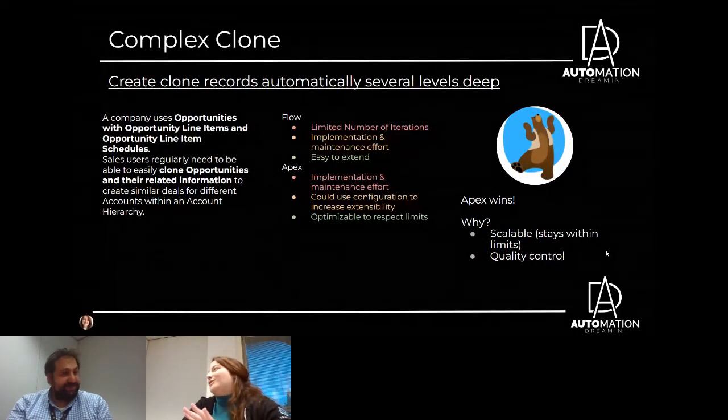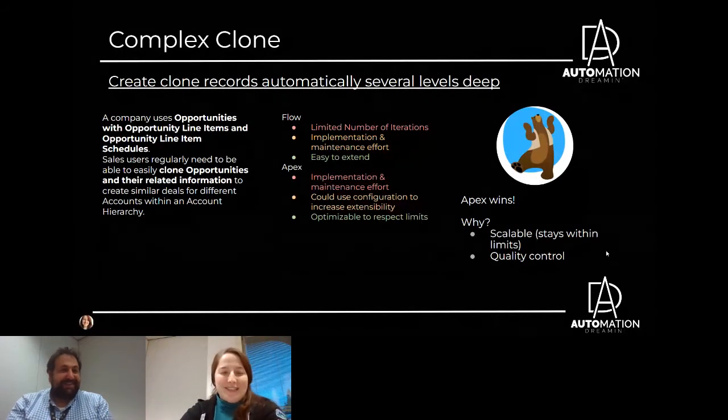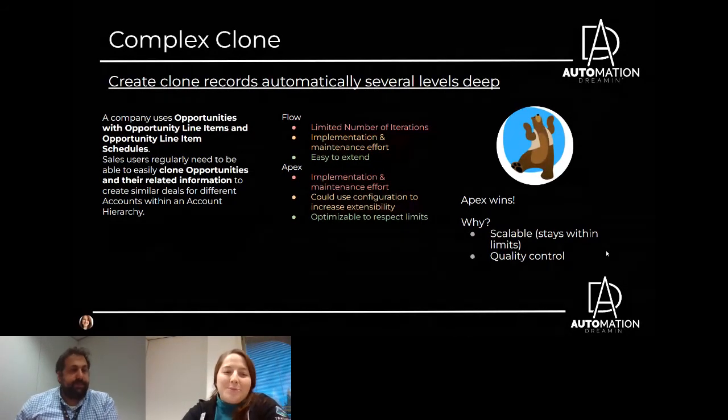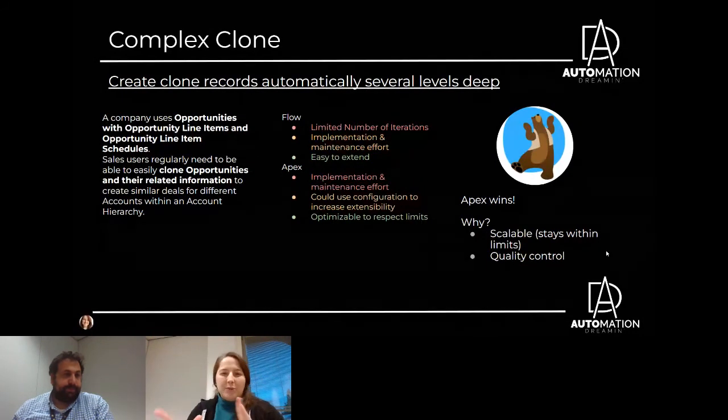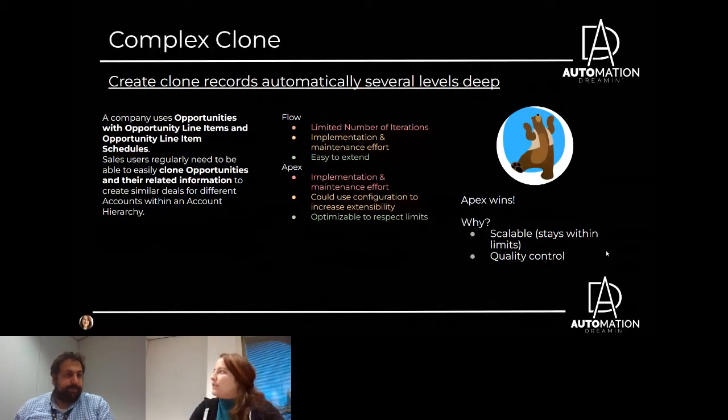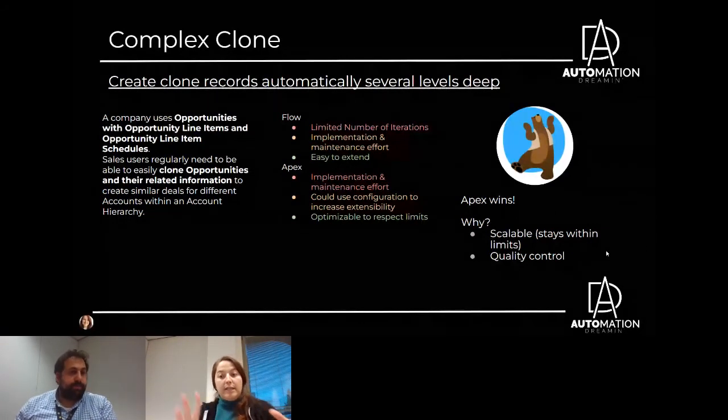Okay, so now let's take a complex flow. Let's make it a bit more difficult again. Now we're not just going to clone records one-on-one, but we're going several levels deep. So our hypothetical company uses opportunities with opportunity line items, with opportunity line item schedules. And when sales users are working on a deal that maybe they've actually done before for another customer, they want to clone an opportunity with all its related information, so that they can more easily clone everything that they had set up there, which is quite a lot if you have opportunities and opportunity line items and opportunity line item schedules.